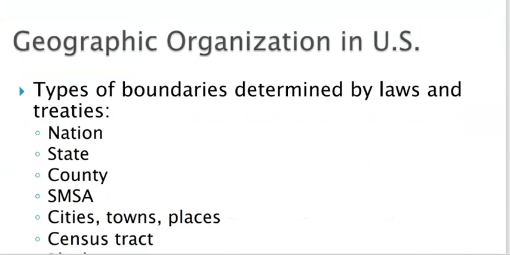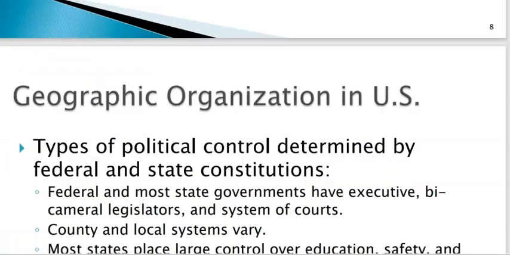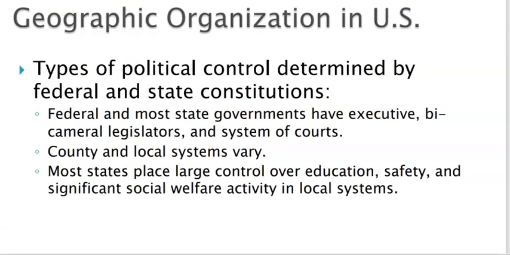Geographic organization in the United States, there are types of boundaries determined by laws and treaties, and here are examples. Could be types of political control determined by federal and state constitutions. Federal and most state governments have executive, bicameral legislators, and systems of courts. County and local systems can vary, and most states place large control over education, safety, and significant social welfare activity in local systems.